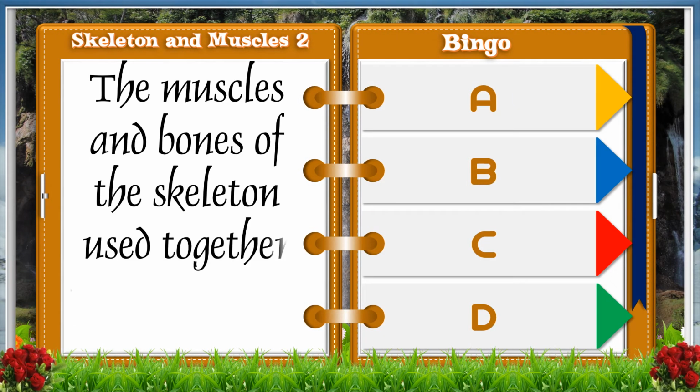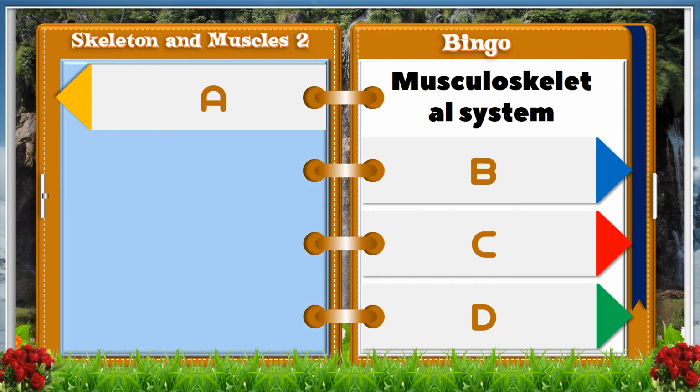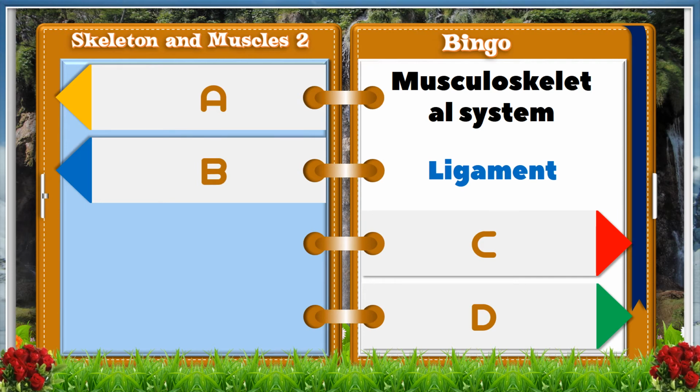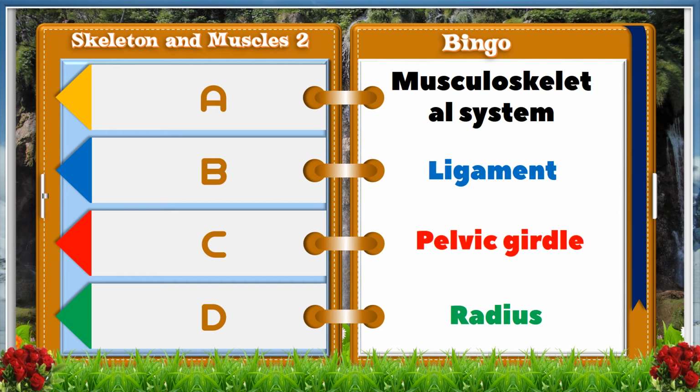The muscles and bones of the skeleton used together for movement. A. Musculoskeletal system. B. Ligaments. C. Pelvic girdle. D. Radius. And the answer is A. Musculoskeletal system.